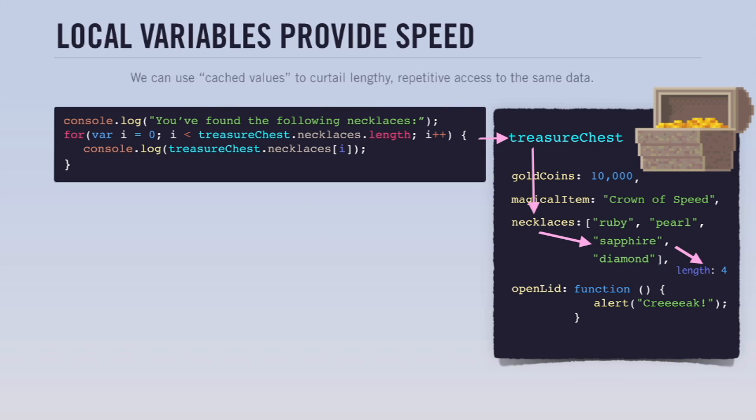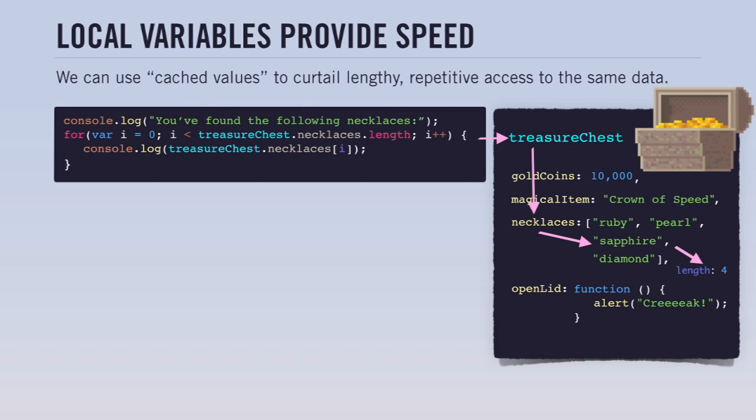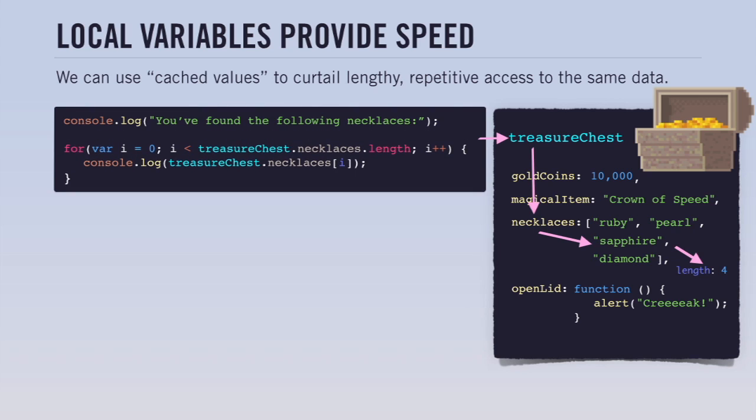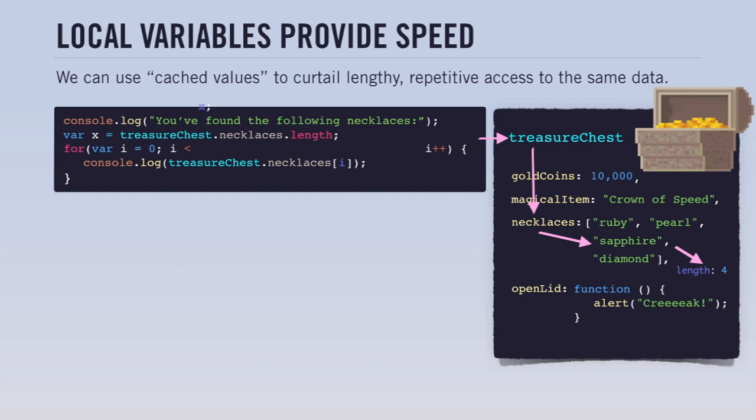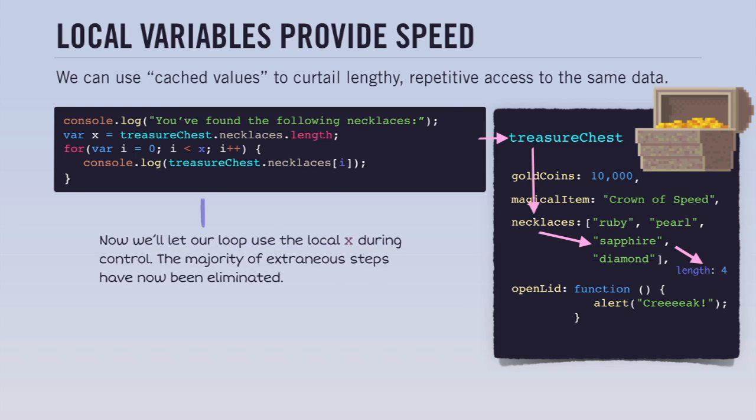If we use cached values to curtail all of the lengthy repetitive access, you'll find that your applications improve in speed. What we'll do is we'll scoot our stuff down here, and we will assign the length of the necklaces array to this new variable called x. This will use all of the accesses that we had before, all of those steps, but it's only going to happen once. Now, inside of our loop, we'll use that x variable as the controlling parameter. As a result, the majority of all those extraneous steps have now been eliminated.